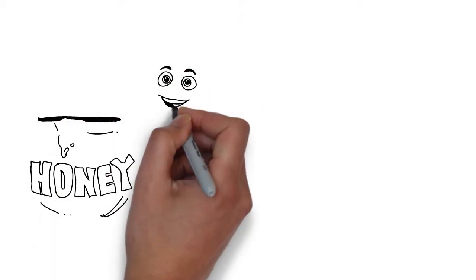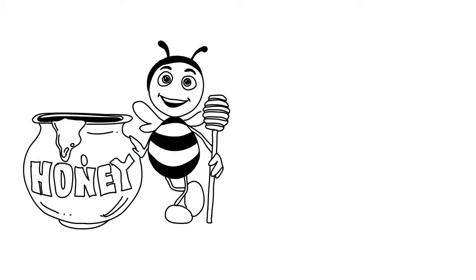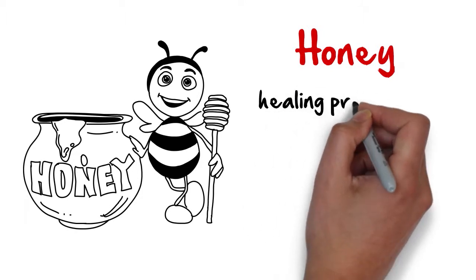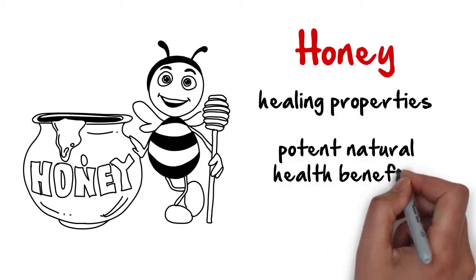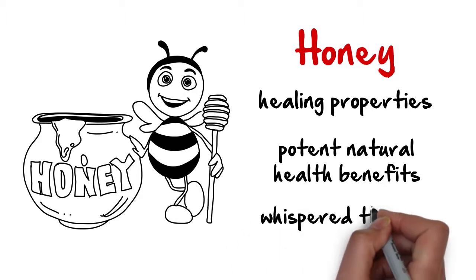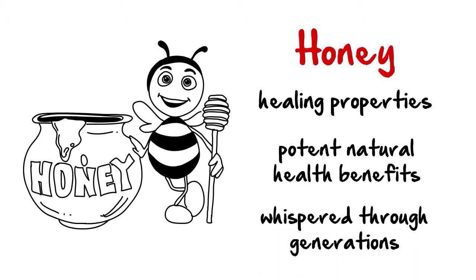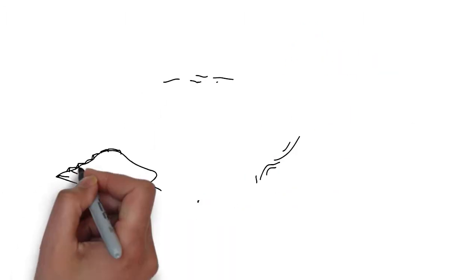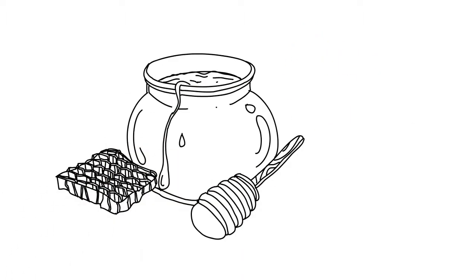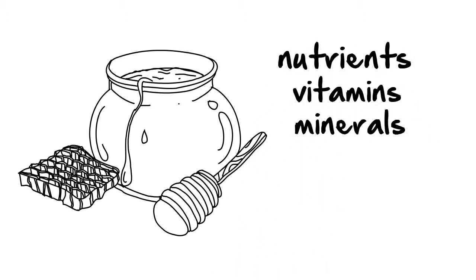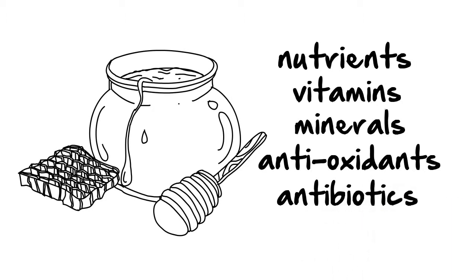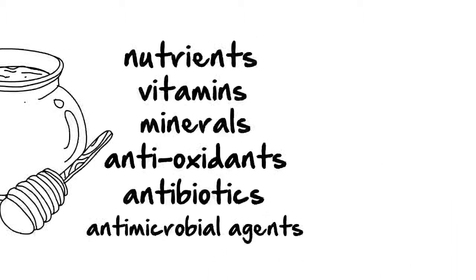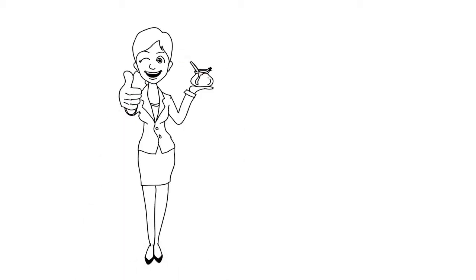To get this formula exactly right, he started working with a variety of ingredients. First, he put in the honey. That was a given. In fact, he'd been hearing family members tell stories about the healing properties and potent natural health benefits of honey for many years. It was whispered down through the generations, and one of the reasons he wanted to create this formula. Raw honey might just be one of nature's most complete substances. It's chock full of nutrients, vitamins, minerals, and even antioxidants, antibiotics, and antimicrobial agents. Plus, honey also acts as an anti-irritant and a natural collagen stimulator, helping to make your skin look firmer and younger from the minute that you start using it.